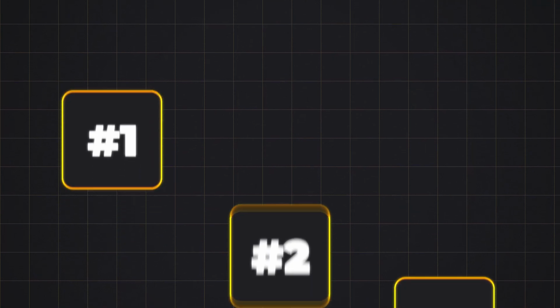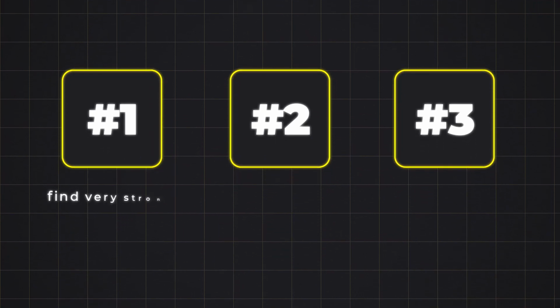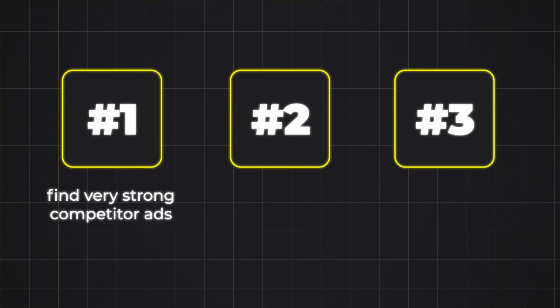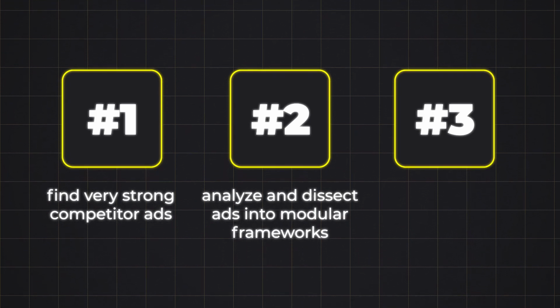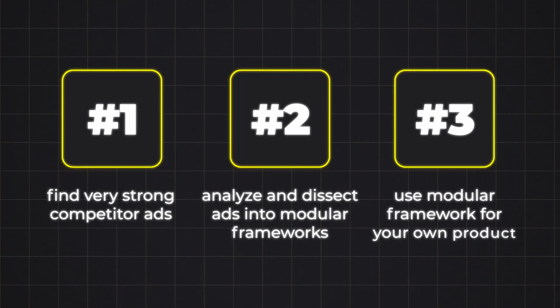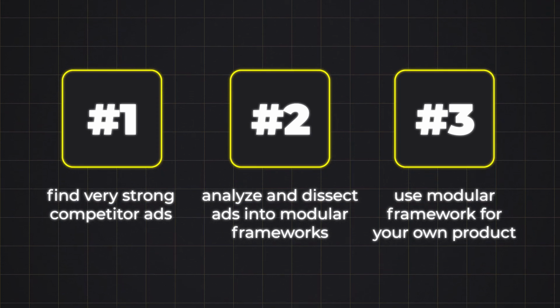The framework that I'm going to show you works especially well if you already have great competitors in the space and if you are selling a product that is similar and ideally somewhat better than your competitors'. The framework consists of 3 different steps. The first step is to find very strong competitor ads. The second step is to analyze and dissect those ads into modular frameworks. And the third one is to use that modular framework for your own product.